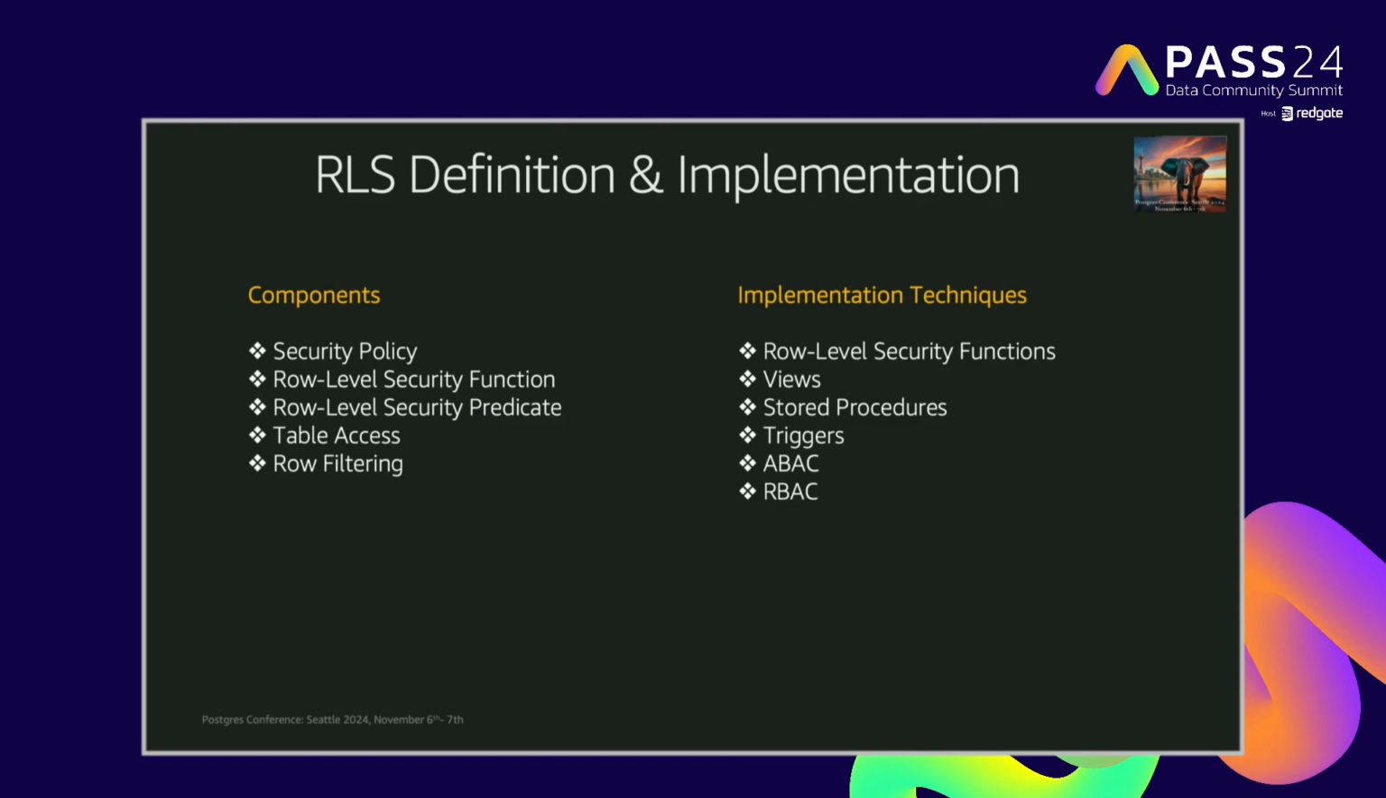Stored procedure, of course, any logic that you can have in function, you can put it in stored procedure as well, and pass on the current user as a parameter to the stored procedure. Triggers, of course, ABAC and RBAC, right? So ABAC is attribute-based access control, and RBAC is role-based access control. So the role part is pretty clear, straightforward.